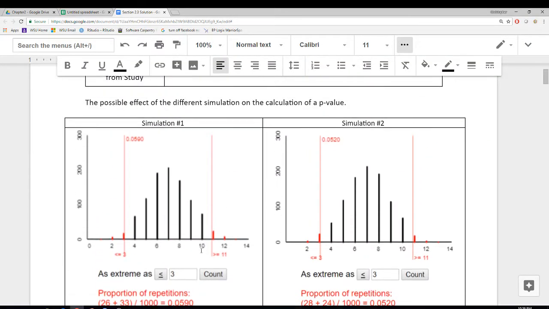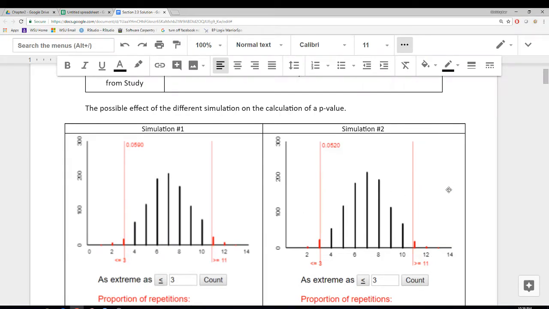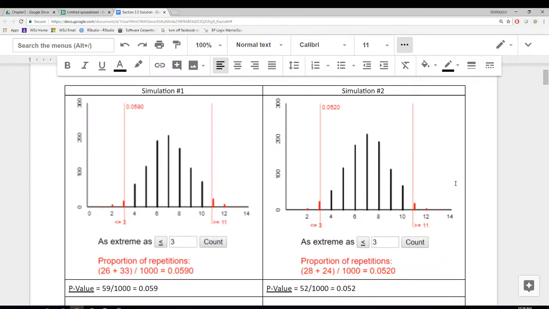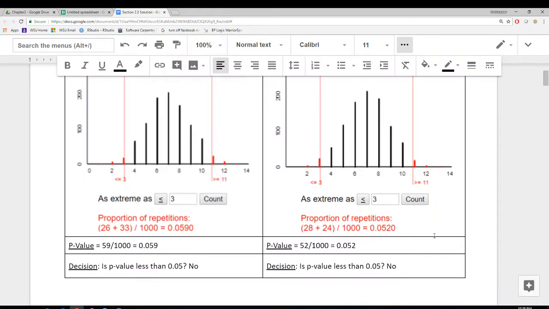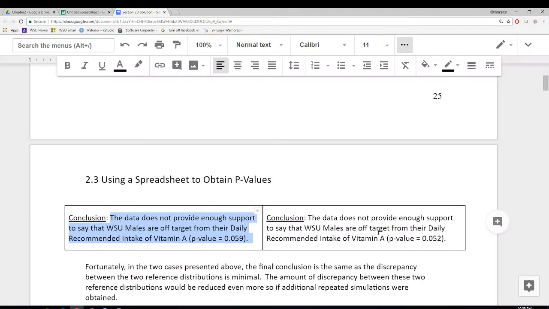Now I went ahead and computed a second reference distribution. I used 1,000 repeated outcomes on this simulation as well. The p-value that I obtained from my second simulation was 0.0520. Once again, I need to determine if that value is less than 0.05, which it is not. So I end up at the same conclusion that I had before, that the data does not provide enough evidence to say that males are off target from their daily recommended intake.